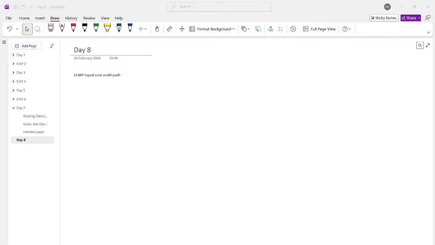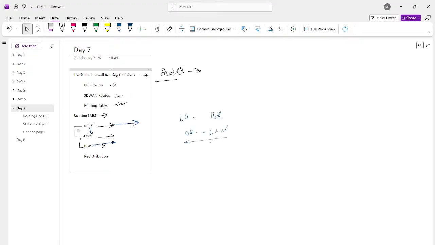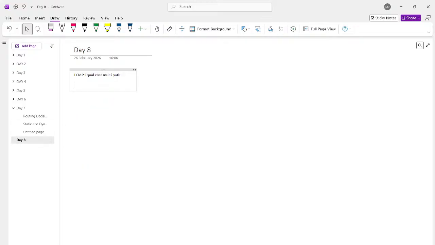Yes, visible. Okay. So till yesterday we have done specific routing protocols, like how to do RIP, how to do OSPF, or how to do BGP. We have learned that, right? And how to do redistribution also using the routing protocols. So today we will move forward with equal cost multipath. Why do we use equal cost multipath?